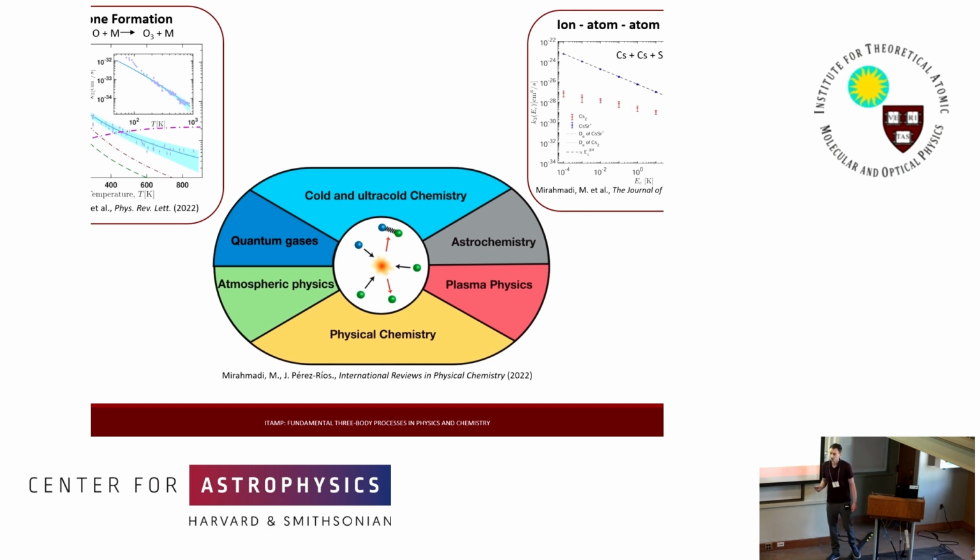Three-body recombination appears in all facets of physics and chemistry, from cold and ultra-cold chemistry in the lab, all the way out to super hot plasmas and atmospheric physics. To highlight some results from this direct method, Jesus and students have characterized ozone formation relevant to atmospheric physics, as well as super cold ion atom-atom collisions.